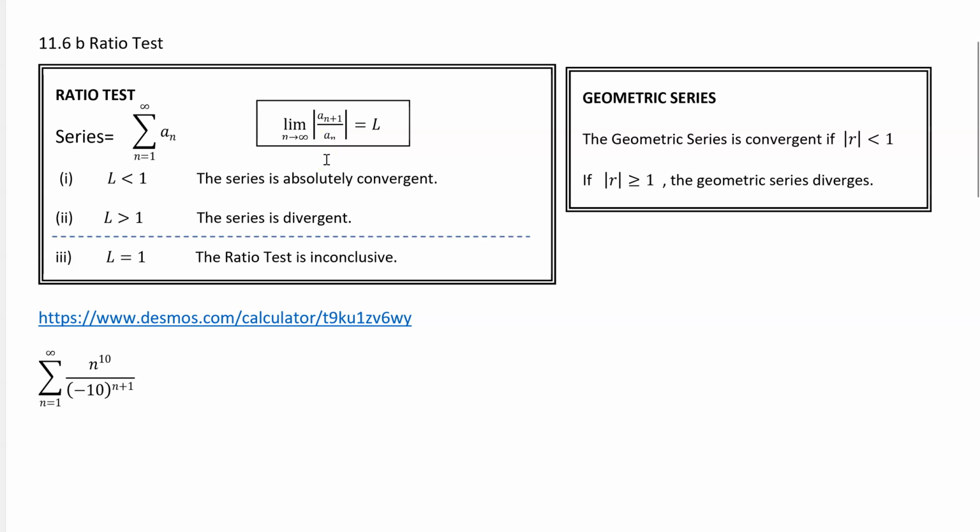All right, this is the ratio test. And so what we're going to be doing is taking our general term a sub n, and we're going to be making a ratio out of it with a sub n plus 1 over a sub n. And so what that represents is a term and then the following term.